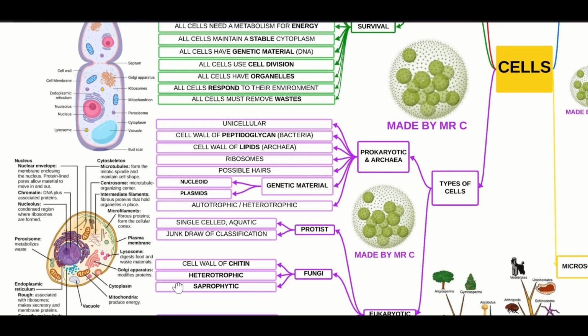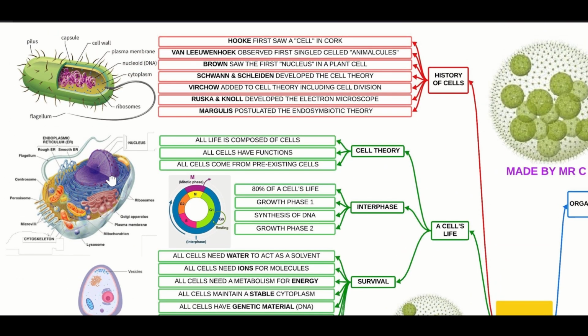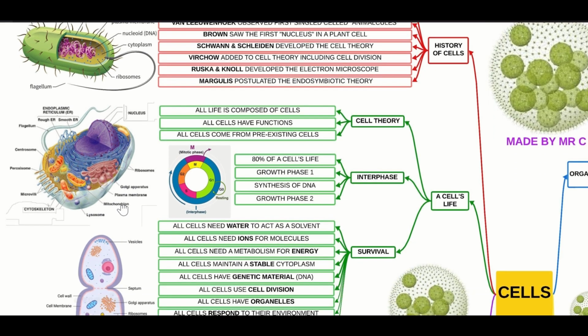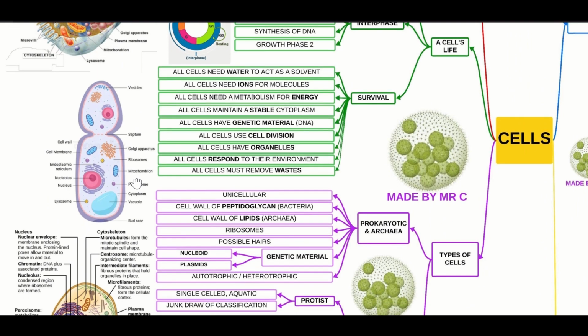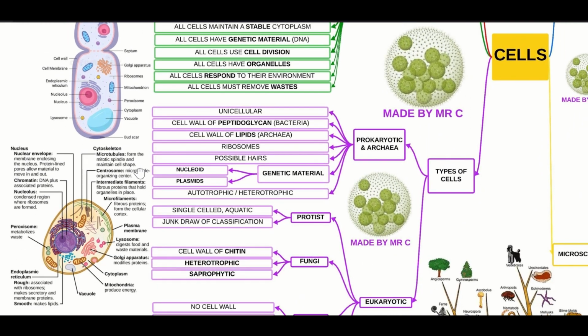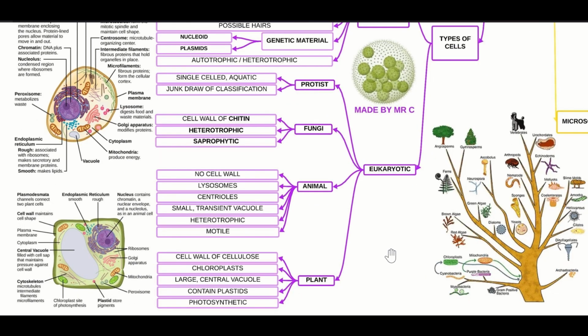All right, over here we've got diagrams of the different organisms you need to know. We've got a bacterial cell. We've got a protist, a generalized protist. We've got fungi. We've got animal cells. And then we've got plant cells.